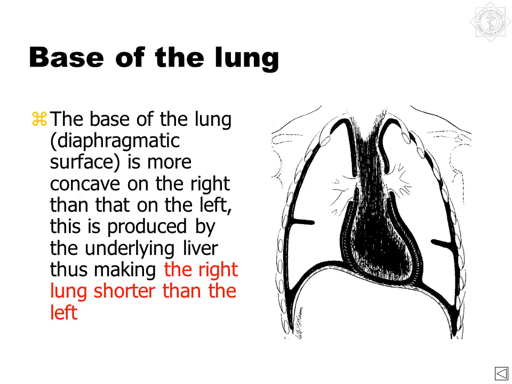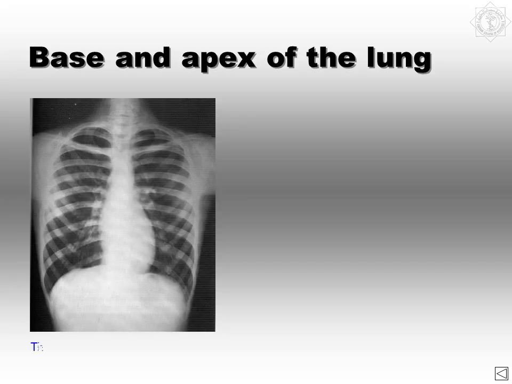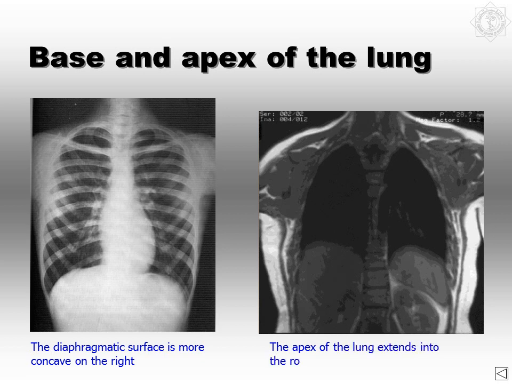The base of the lung, called the diaphragmatic surface, is more concave on the right than the left, and this is produced by the underlying liver, thus making the right lung shorter than the left lung. The apex extends into the root of the neck. This X-ray shows you the diaphragmatic surface, and this figure shows you the apex extending into the root of the neck.